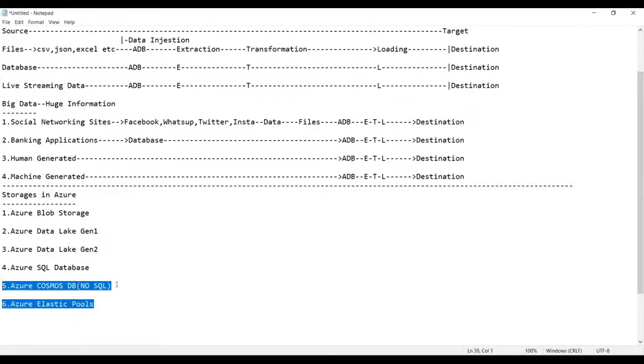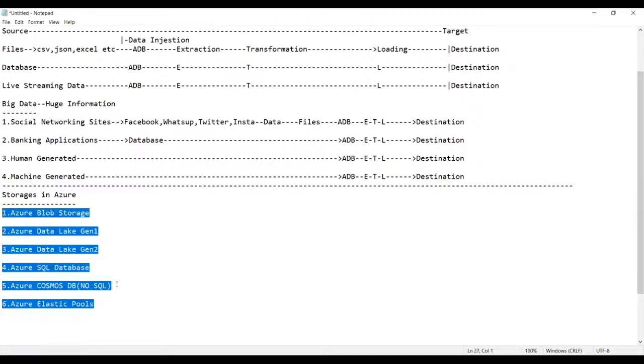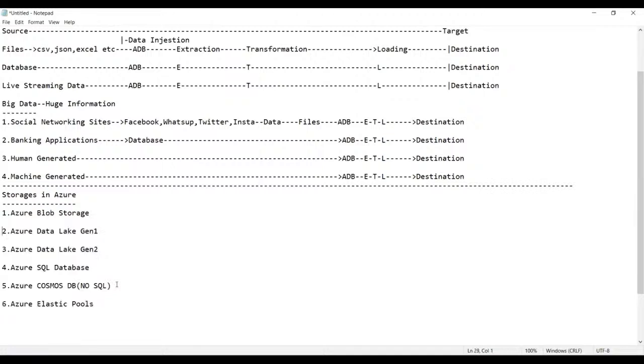Can you see here? These are the various storages you have. Out of all the storages, this storage is going to retire in 2024, hence we cannot create only this. The rest of all we can create and use. Only this storage you cannot create, guys. That is called Azure Data Lake Gen 1.